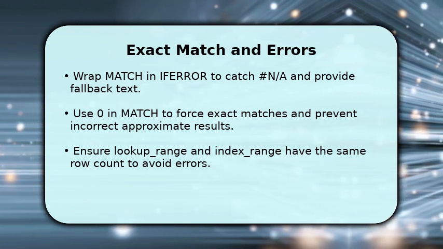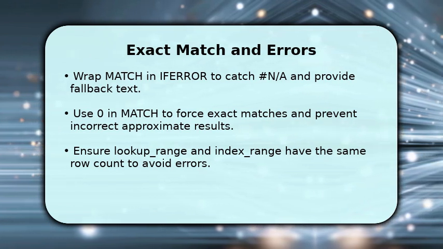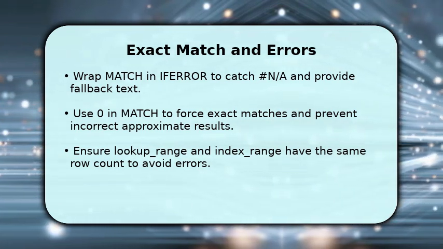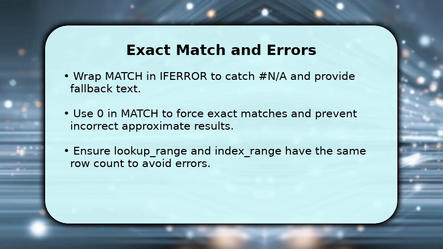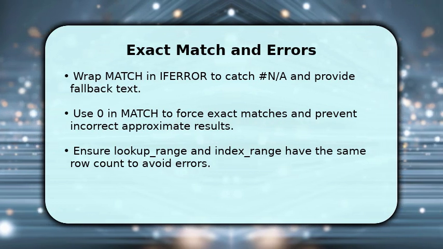If your lookup cell contains leading or trailing spaces, use TRIM to clean it first. Ensure the lookup range and index range have the same row count to avoid errors. Test with sample values to confirm the formula returns the expected rows consistently.